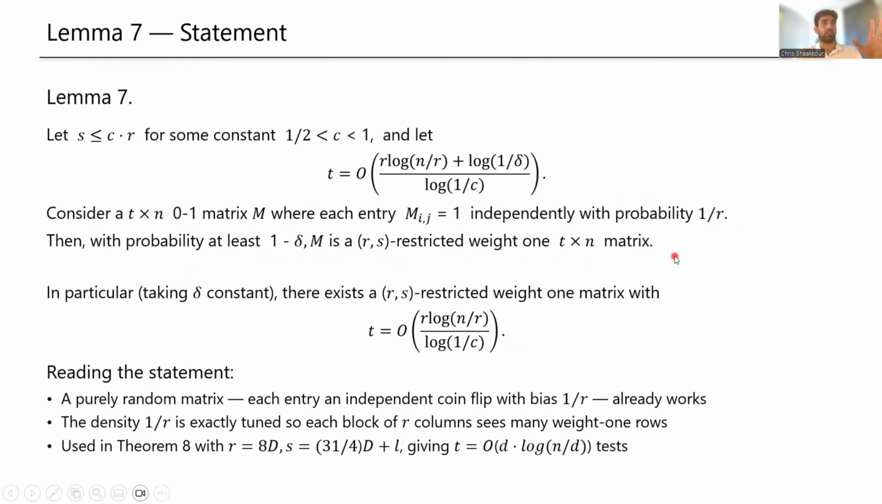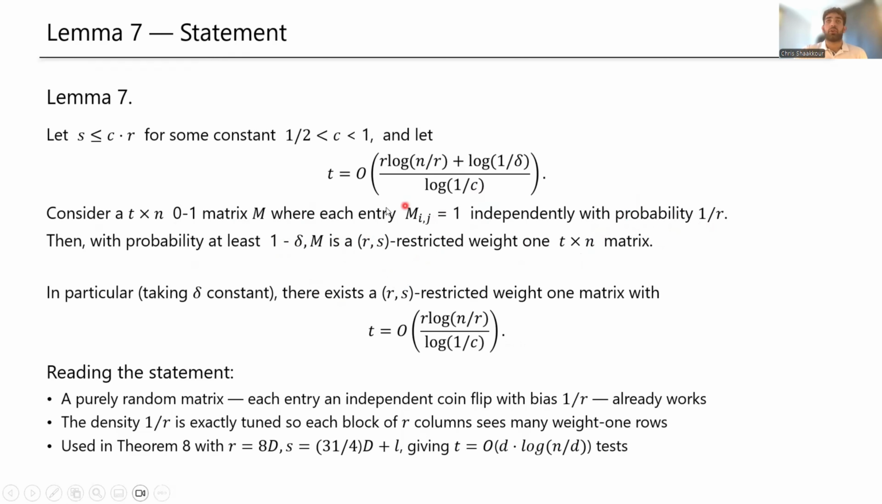So if we take any matrix M with 0 or 1 in each of the elements with this probability, there is, with a probability of at least 1 minus delta, a matrix M prime, which is an RS restricted weight 1 matrix of T by N. Okay.